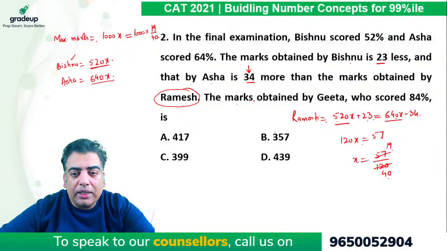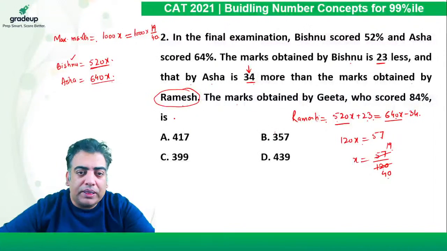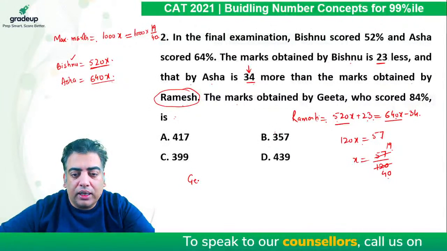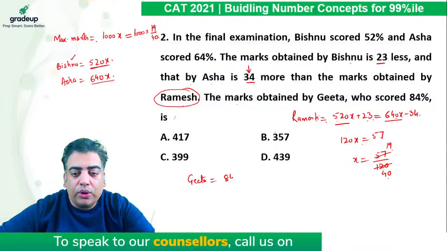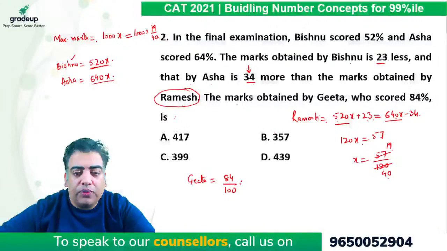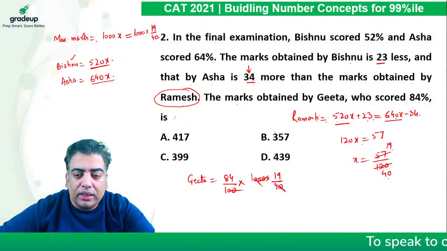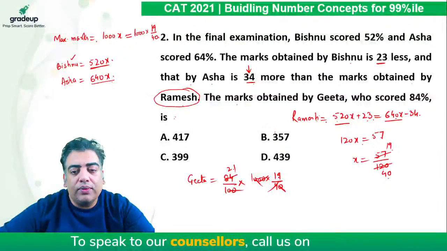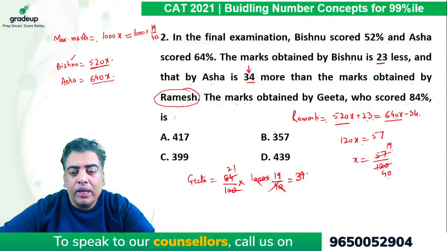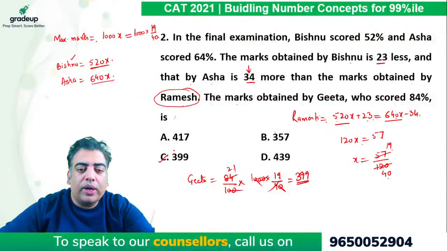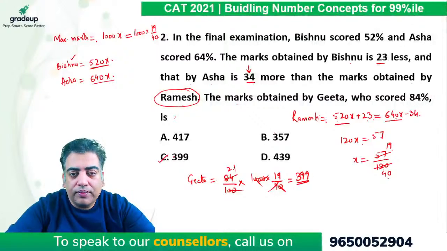So he says the marks scored by Geeta, who scored 84%, is required. Alright, so we are required the marks scored by Geeta, who scored 84% of the maximum marks, which is 84 upon 100 into the maximum marks, which are now 1000 into 19 by 40. So these two zeros get cancelled out. This 1 0 gets cancelled out. 4 gets cancelled out here by 21. So the required answer is 21 into 19, which comes out to be 399. So the correct answer option was 399.